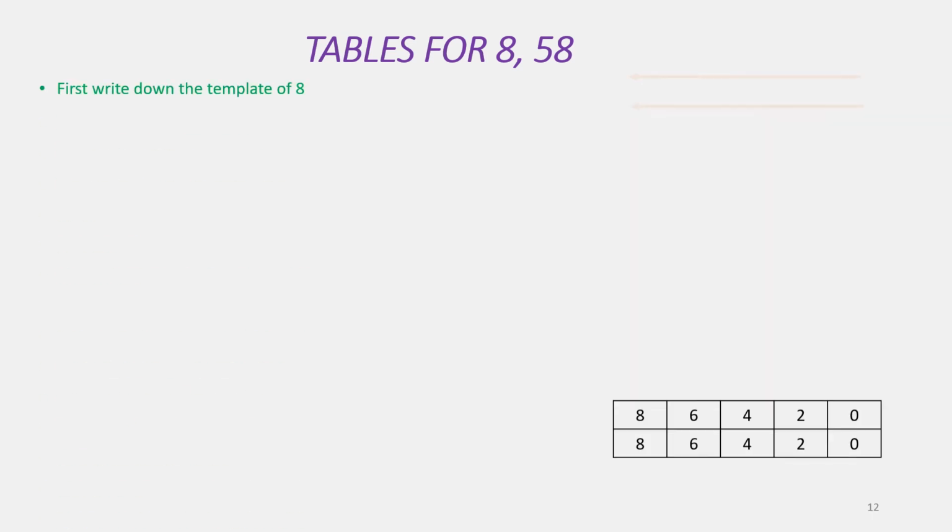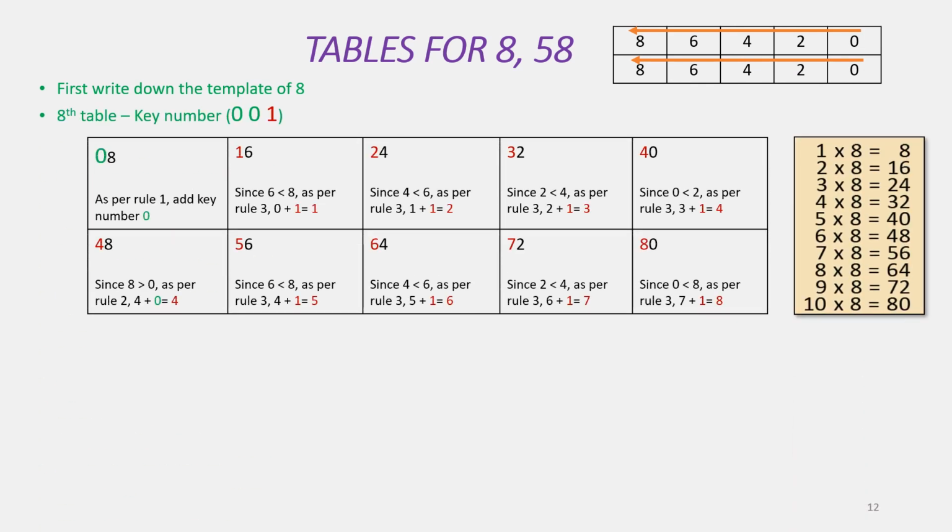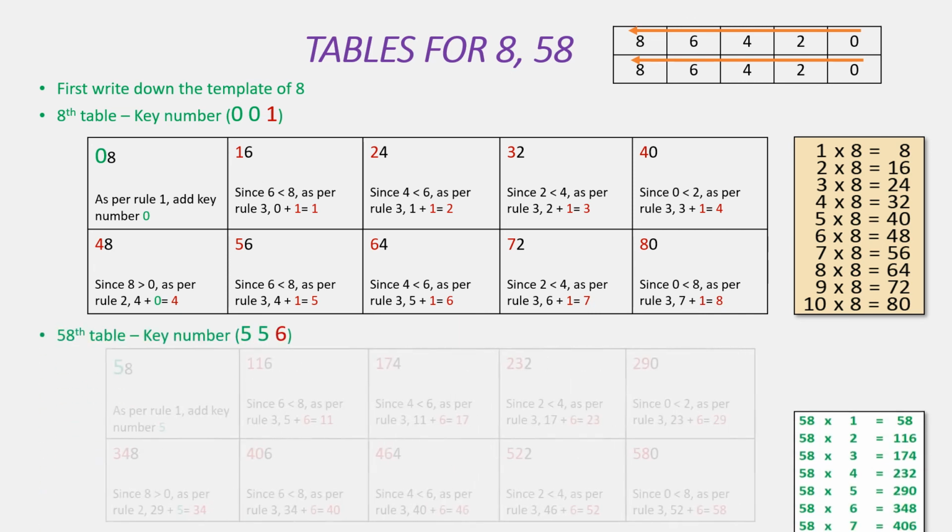Here are the tables for 8 and 58. Since it ends with number 8, we have to use the template of 8. Write down the key numbers accordingly. Follow those three simple rules SBS: start, big, small, and finish the tables of 8 and 58.